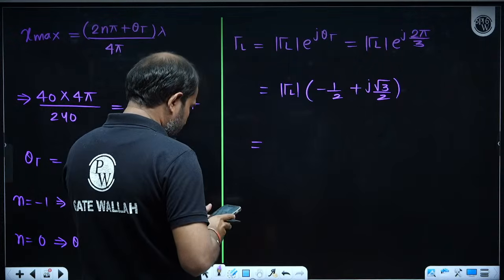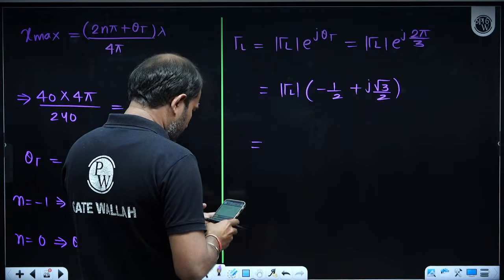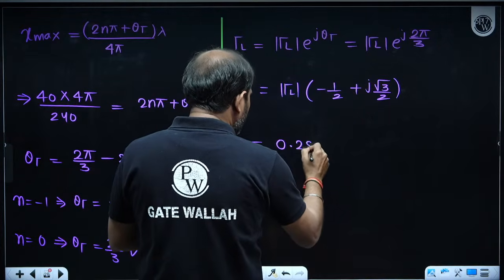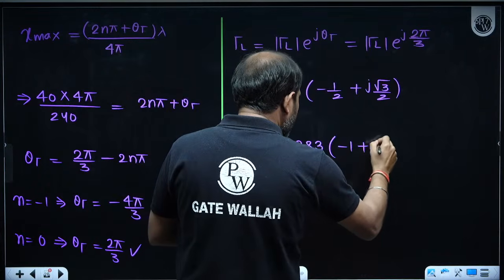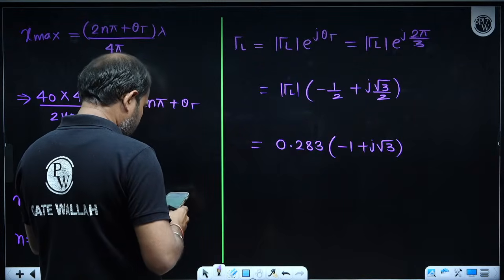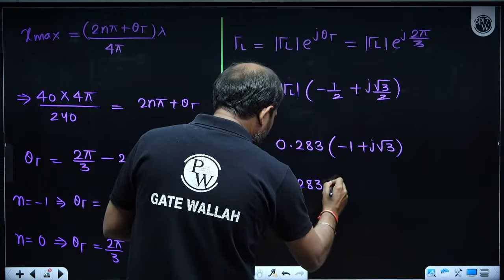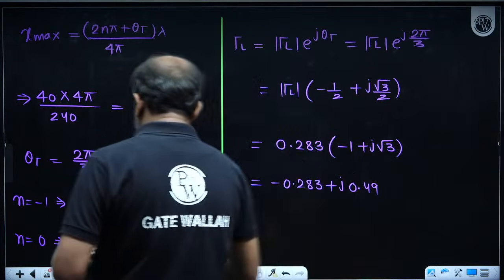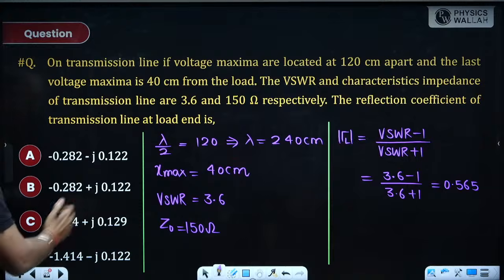So mod gamma L is 2.6 divided by 4.6 divided by 2, 0.2826, minus j, into root 3. So 0.283 plus j 0.549. So the answer is 0.283 and 0.49.